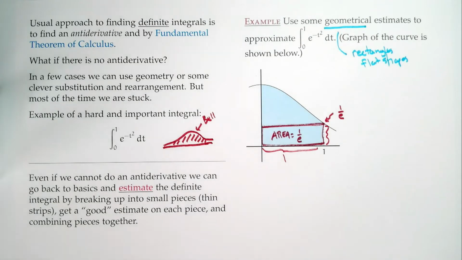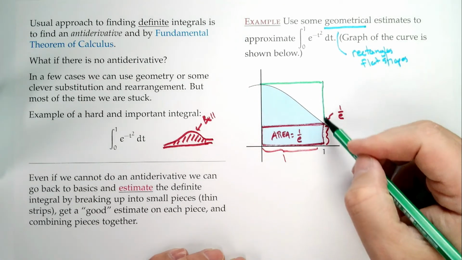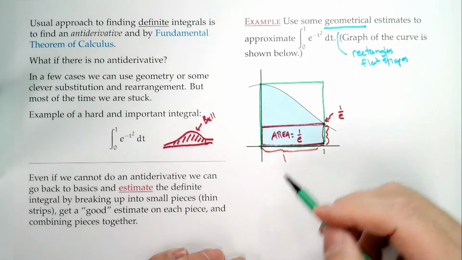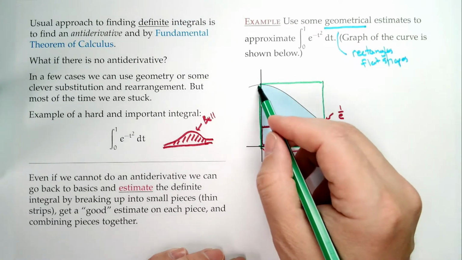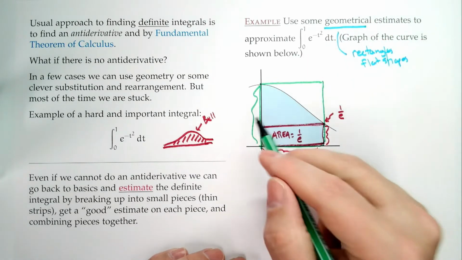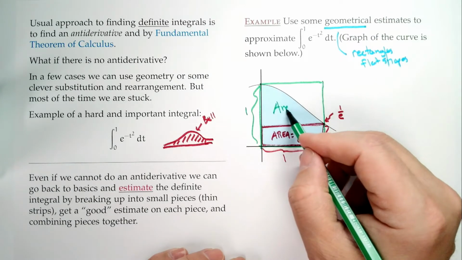Well, again, I can think geometry. And what I can do is put this into a bigger box. So instead of having a box that's inside my piece, I can have a box that contains my piece. So this box would have base 1, but also, if I plug in 0, e to the 0 is 1. So it has height 1. So the area of this bigger box would be 1.